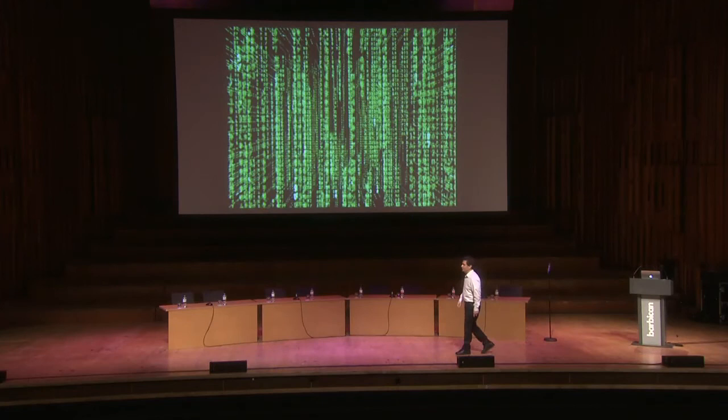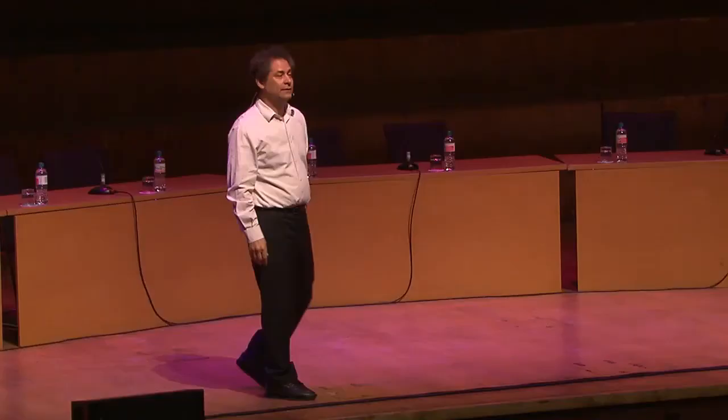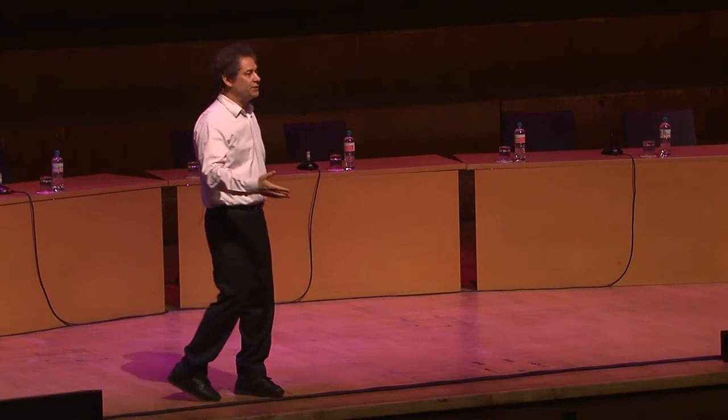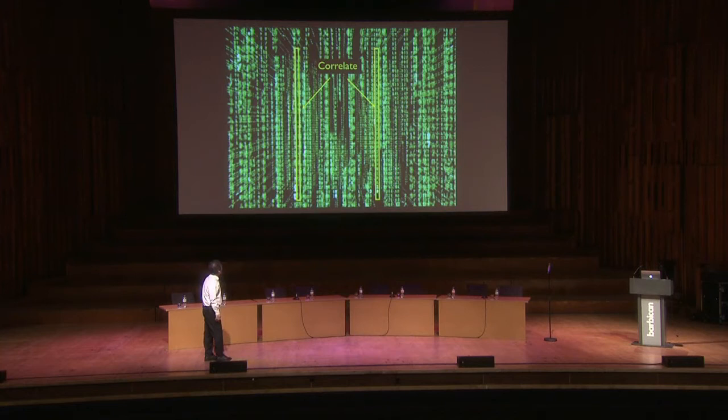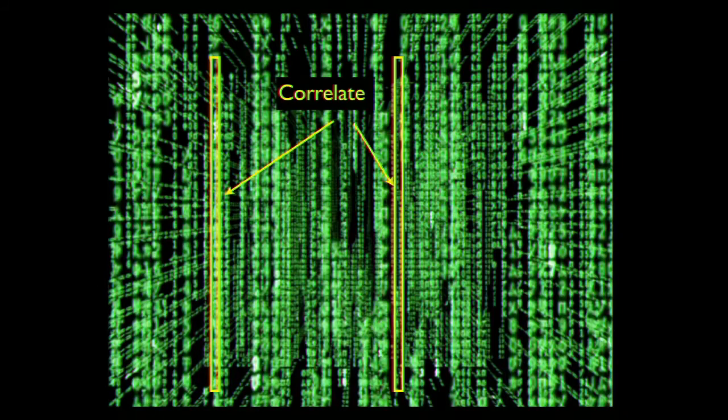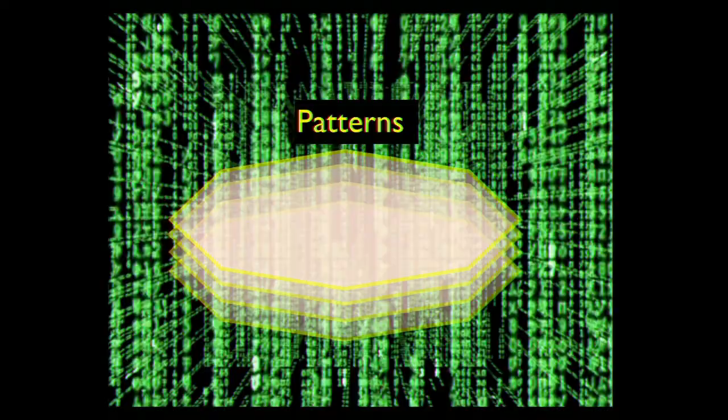So let me just start with a couple of words about complex system science, since many of you will recognize from the Matrix, this represents streaming numbers, which are the world as data. And if we were going to do an analysis of something using traditional statistics, we might take two of these time series and we would correlate them with each other. And if we wanted to study something else, we would take two other time series and correlate them with each other. But in complex system science, we study the system across all the data.